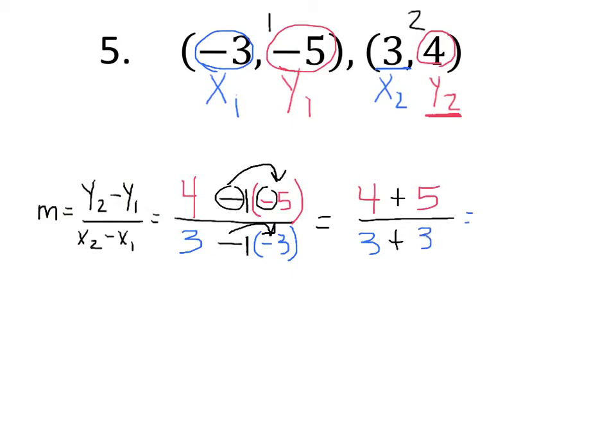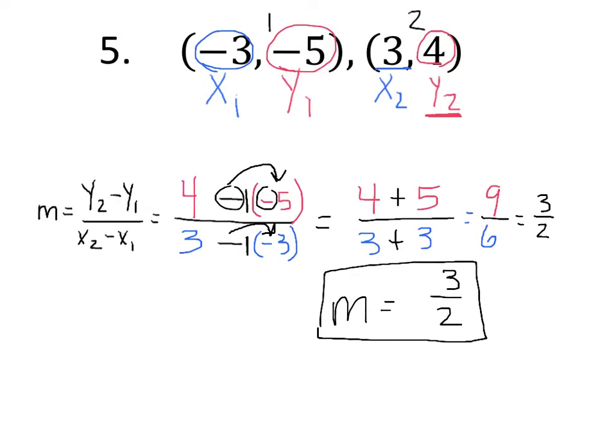Okay, 4 plus 5 is 9, and 3 plus 3 is 6. Now we need to simplify this, and so we have the number 3 goes into both of these. You've got 3 goes into 9 3 times, and 3 goes into 6 twice. So our slope is 3 over 2, or 3 halves. So it's going to rise 3 and go to the right 2.